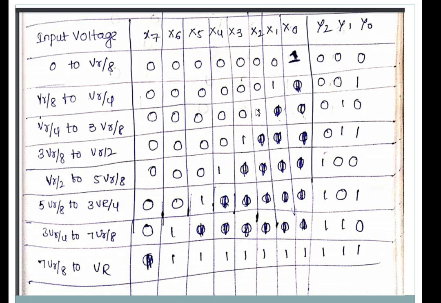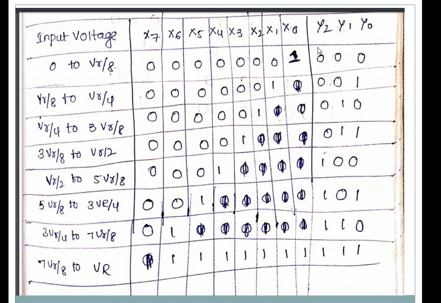That means the output is 0 0 1. Sorry, if x2 is 1, the corresponding binary equivalent of 2 is 0 1 0. If x3 is 1, the binary equivalent of 3 is 0 1 1. If x4 is 1, the binary equivalent of 4 is 1 0 0. If x5 is 1, the binary equivalent of 5 is 1 0 1. If x6 is 1, the binary equivalent of 6 is 1 1 0. If x7 is 1, the binary equivalent of 7 is 1 1 1.